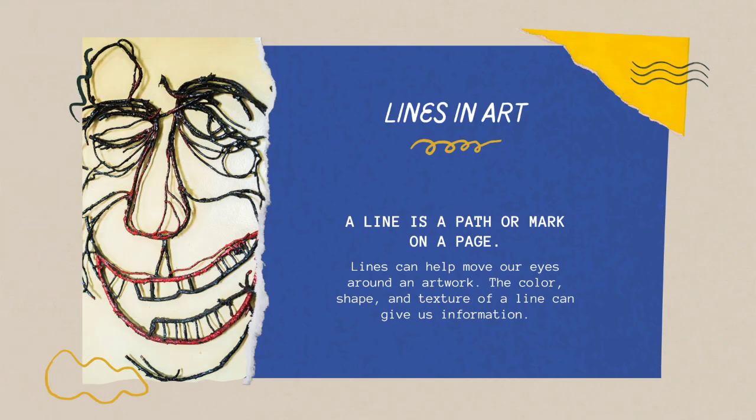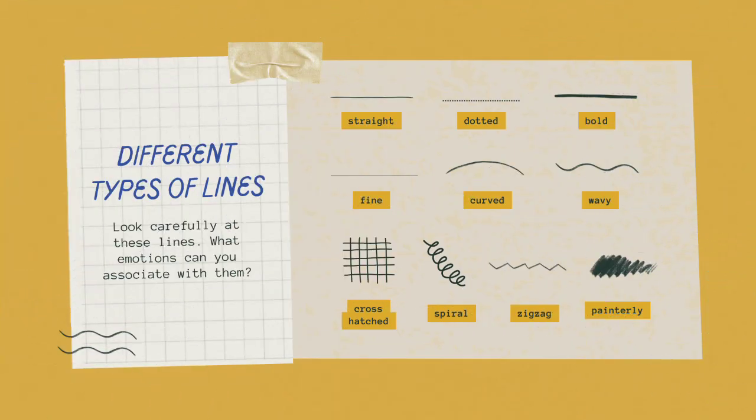A line is a path or mark on a page. Lines can help move our eyes around an artwork. The color, shape, and texture of a line can give us information. Look carefully at the different types of lines. We have straight, dotted, bold, fine, curved, wavy, cross-hatched, spiral, zigzag, and painterly lines.